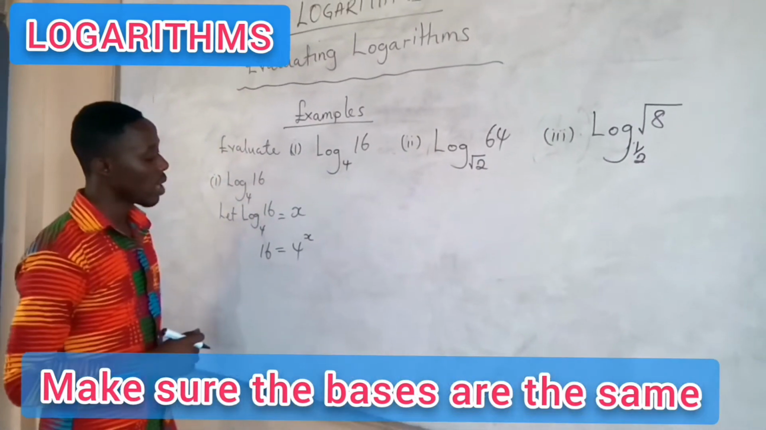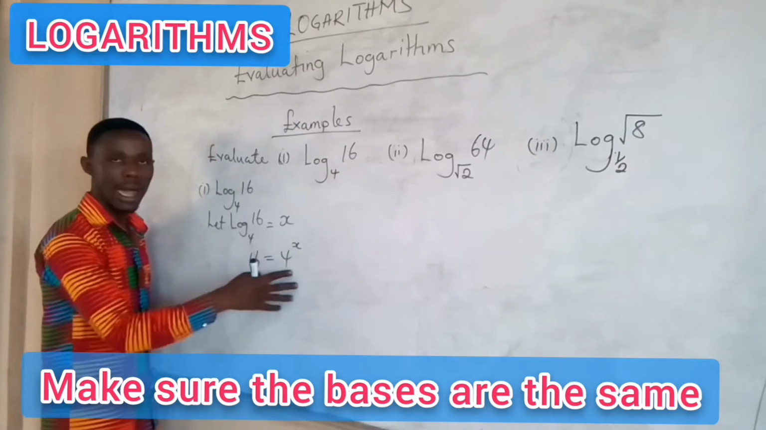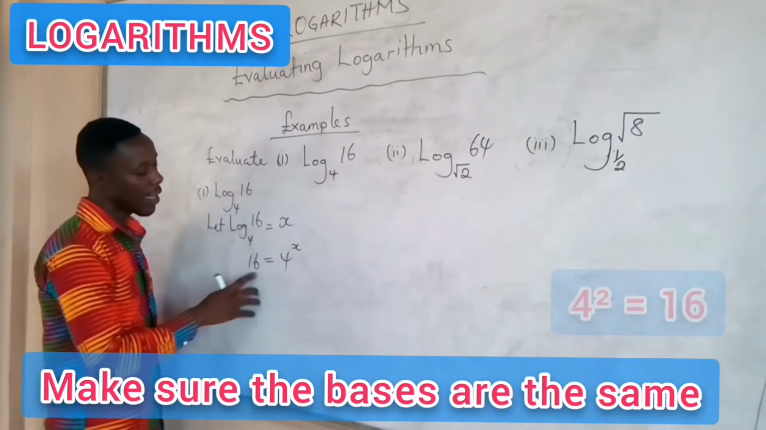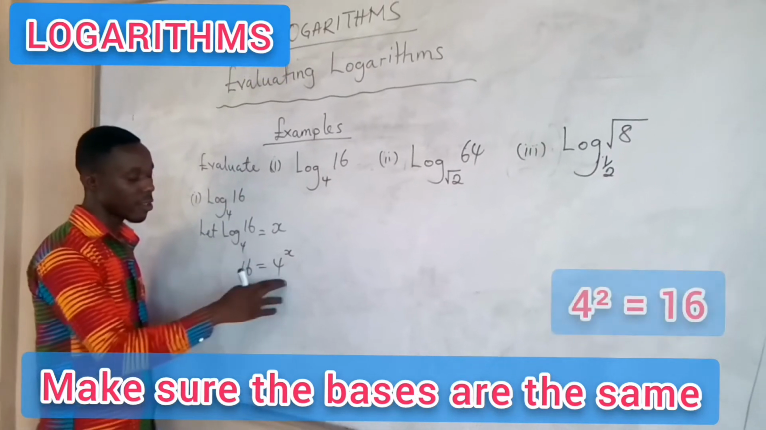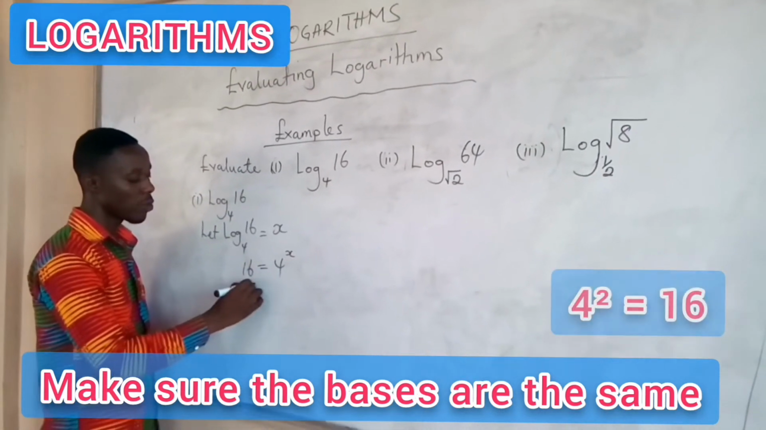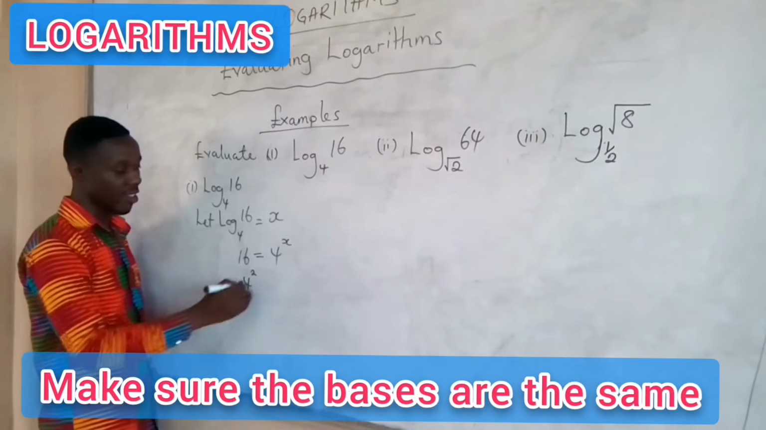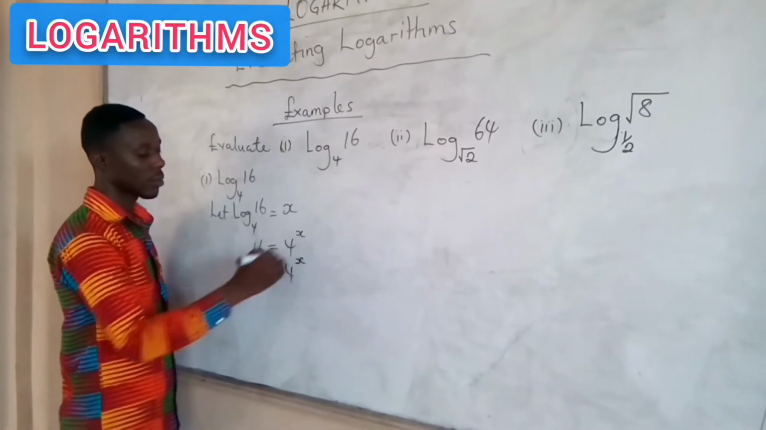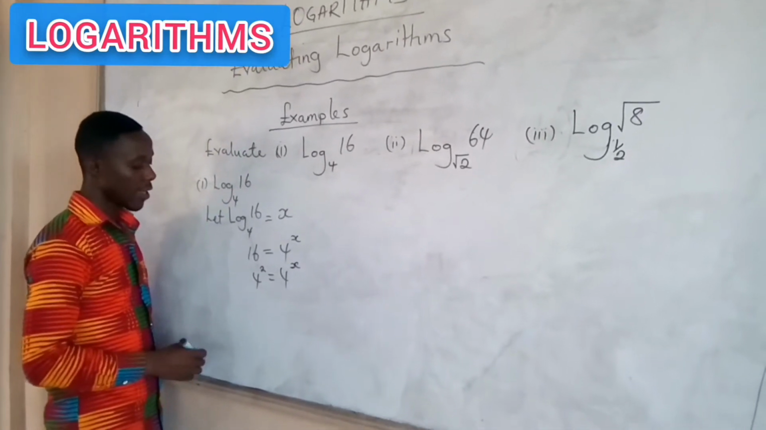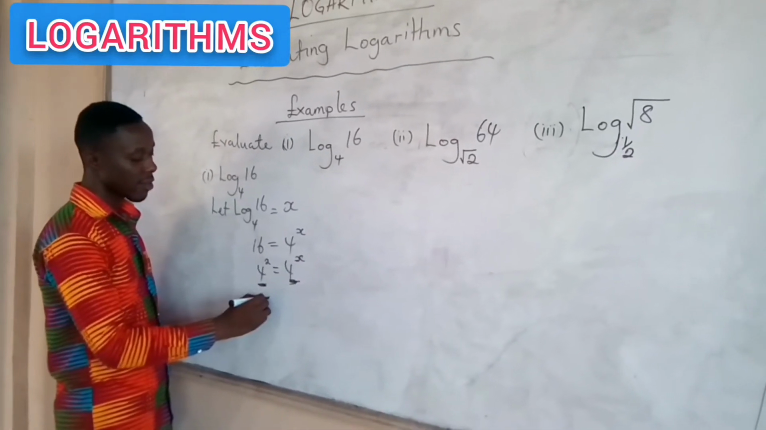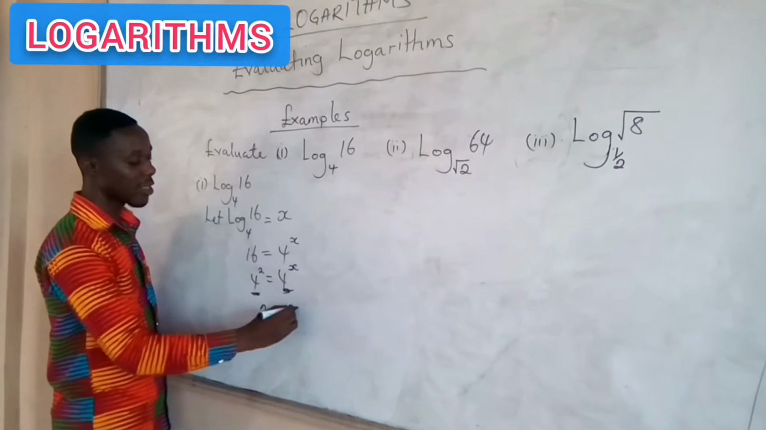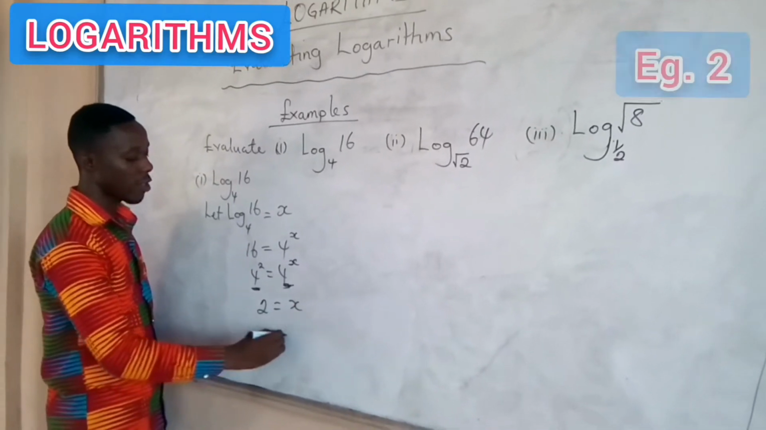Now, we have to make sure that the bases are also the same. But here, we know that 4 exponent 2 will give us 16. So 4 exponent 2 will give 16. Then, since the bases are the same, 4 and 4, I can say that 2 is equal to x. Therefore, x is equal to 2.